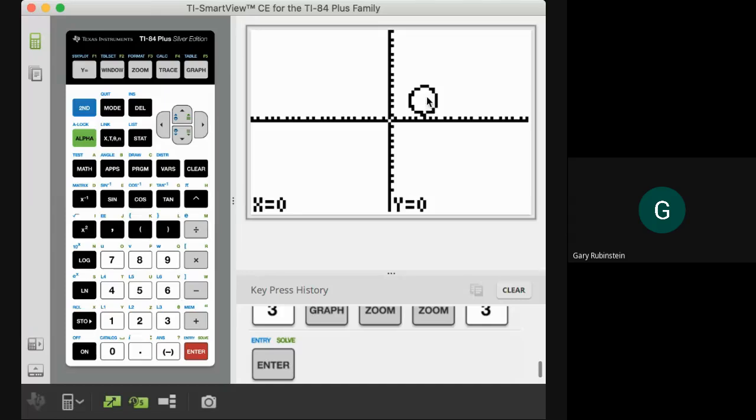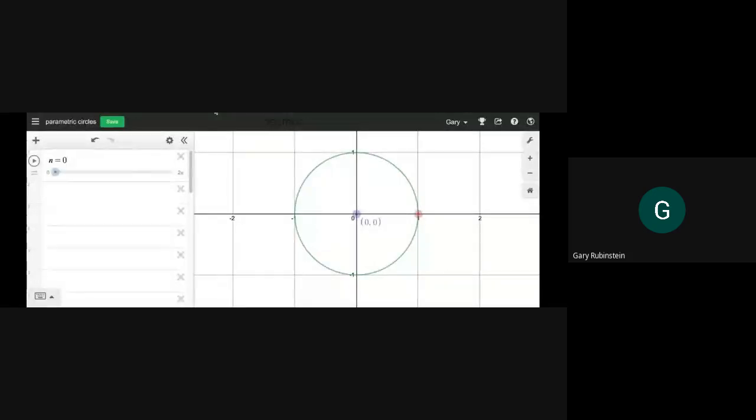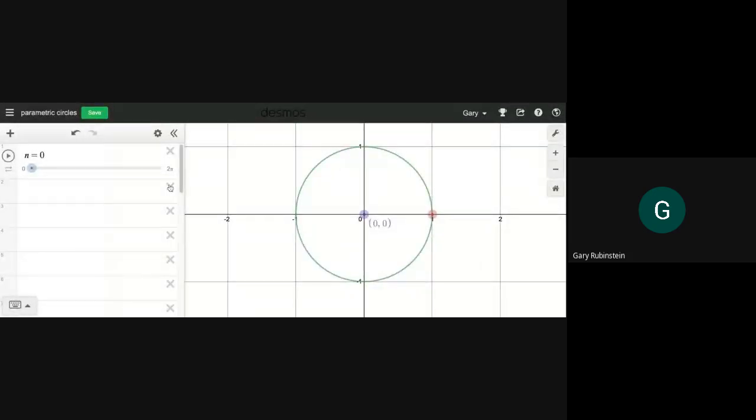So you see it did create that, and that's how you make that happen. And let me also show you, because I'm going to share with you the Desmos activity, or sorry, the Desmos thing. If I come over here and bring back Desmos, parametric circles, let me get rid of all this stuff.